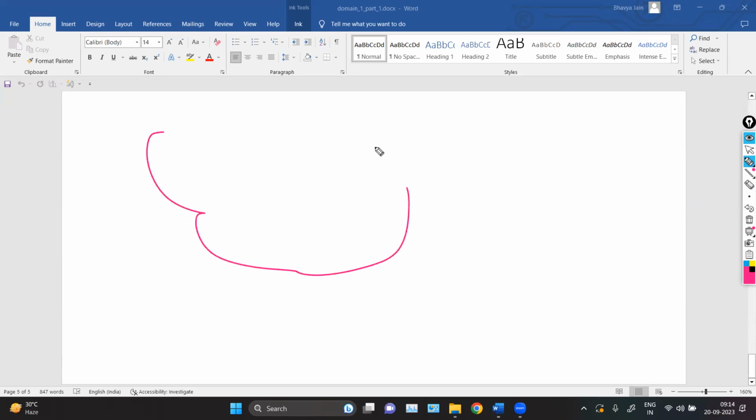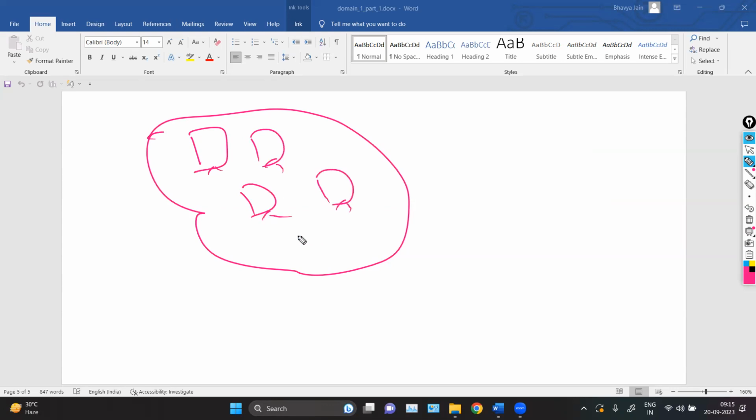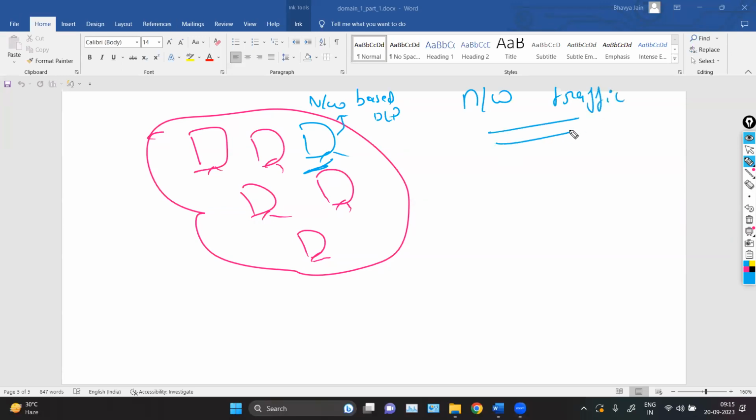Let's say this one is a network. Now inside a network, you have multiple devices, let's say device number one, two, three. Let's say there's another device, and this one is a network-based DLP. Now this system will monitor each and every network traffic.